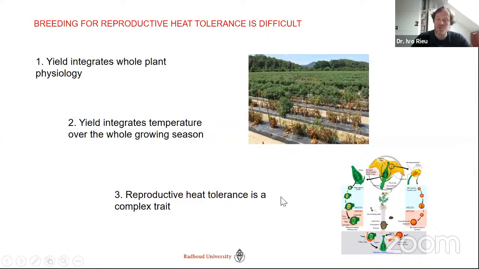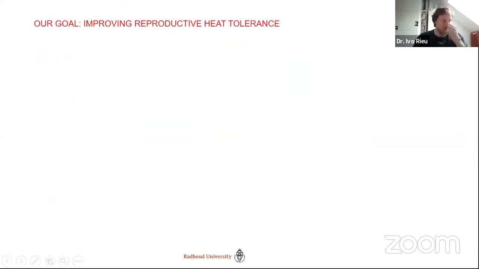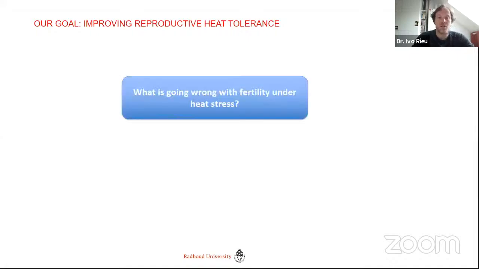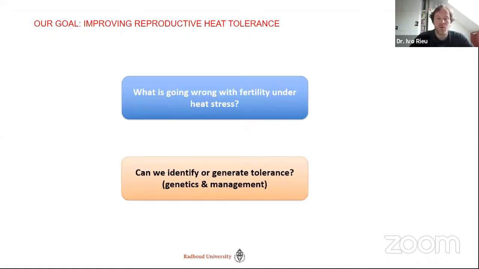So it is quite difficult to look at that specifically for a breeder. So what we set out with my team is, well, we had this goal. Our goal is to improve reproductive heat tolerance, because it is something which needs additional attention. To come to this goal, we asked ourselves two questions. The first question is, what is actually going wrong with fertility if you have heat stress, if you have these heat waves? And the second question is, can we identify or generate tolerance?